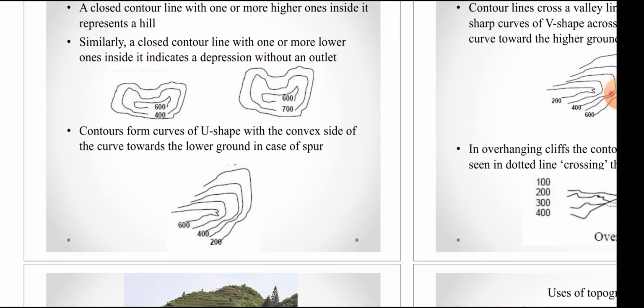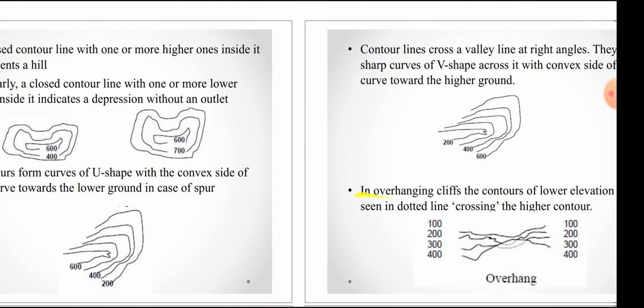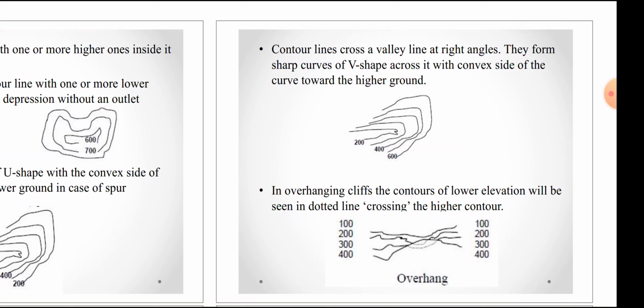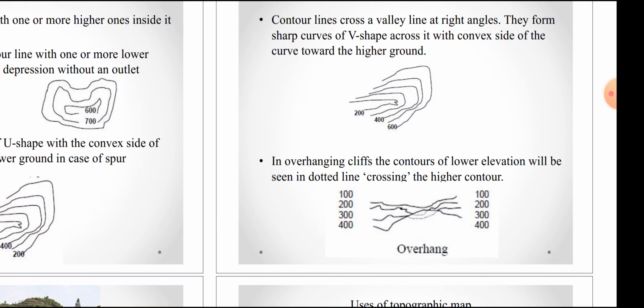Contours form curves of U shape with the convex side of the curve towards the lower ground in case of a spur. Contour lines cross a valley line at right angles. They form sharp curves of P shape across it with the convex side of the curve toward higher ground. In overhanging cliffs, the contours of lower elevation will be seen in a dotted line crossing the higher contour.